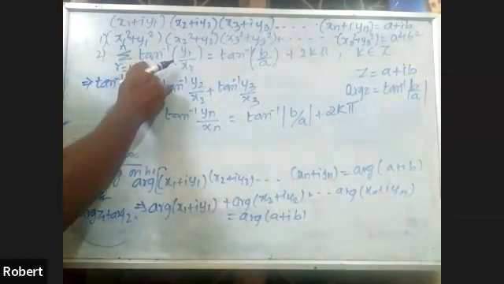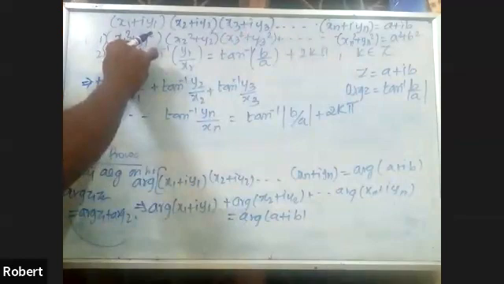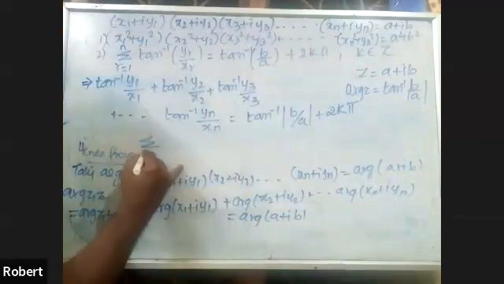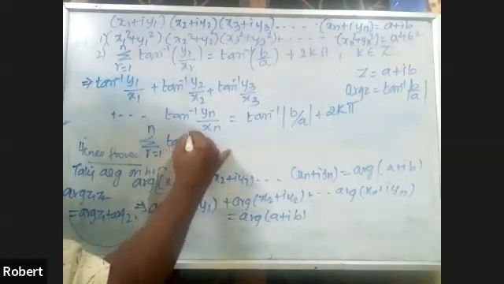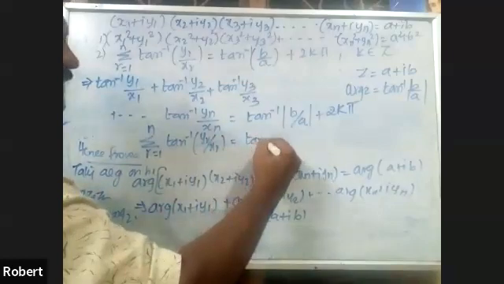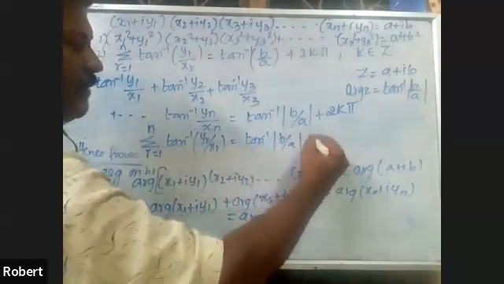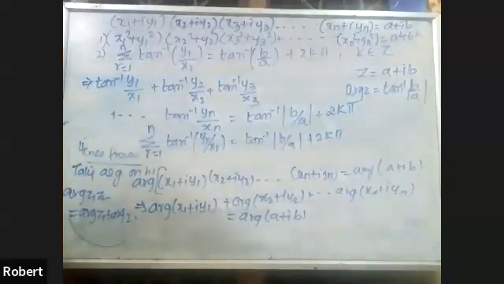Everyone has studied summation, right? Summing up all the values from r equals 1 to n. Therefore I can write this as summation r equals 1 to n of tan inverse of yr by xr, which is nothing but tan inverse of b by a plus 2k pi. That is the answer. Hence that is the second proof. Please take it down.